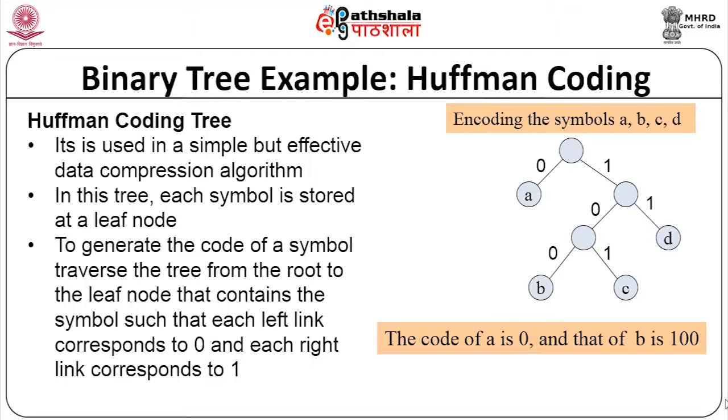Then the code will be more effective, because you see A, if it is occurring very frequently, will have only 1 digit, 0, as its code, while B and C will have a 3 digit code. So, this is the Huffman coding. You will see that the tree representation is what we are concentrating on here, not the Huffman coding. The tree representation is a typical way of representing the Huffman code.